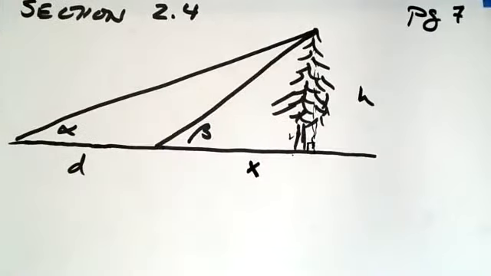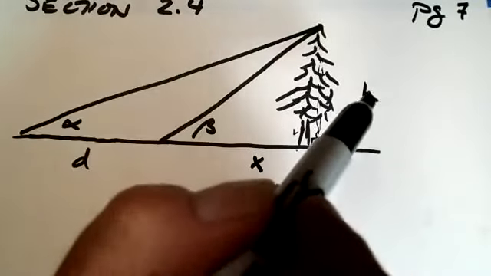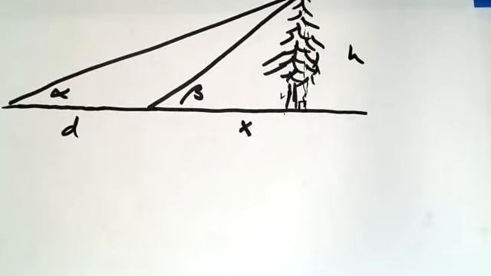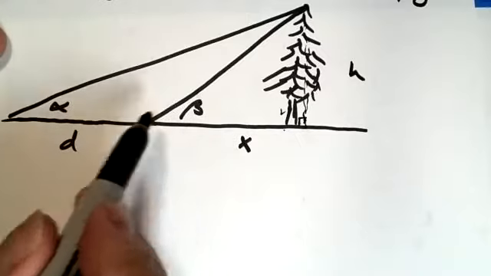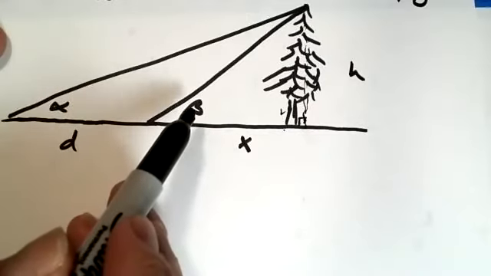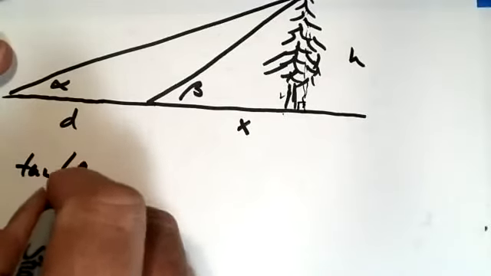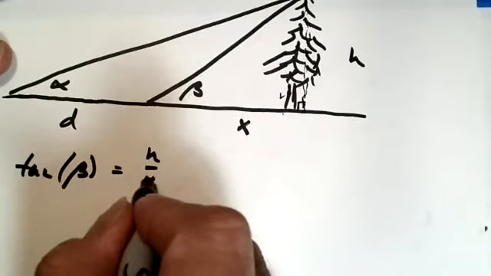So we'll just call that distance x. We don't know what x is. It doesn't actually matter what x is because all we really want is h. So now I'm going to construct two equations that involve the tangent of these known angles. Let's start with the easy one, beta. Notice that the tangent of beta is equal to h over x.